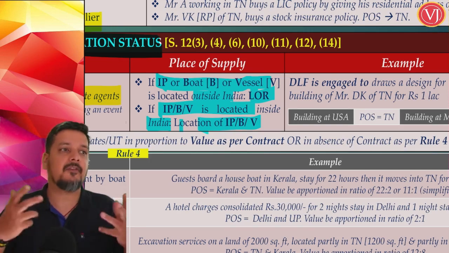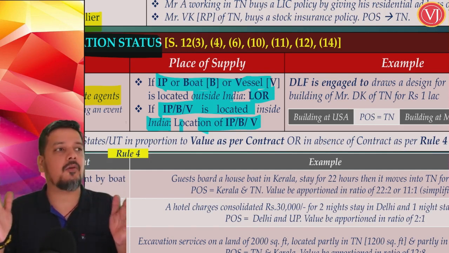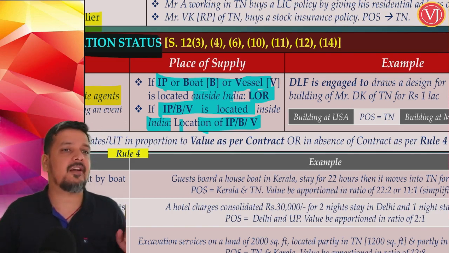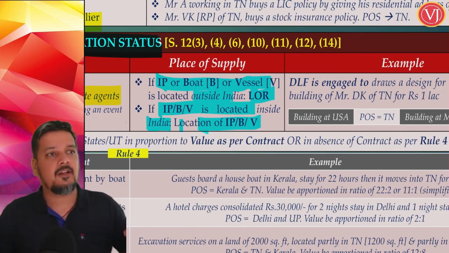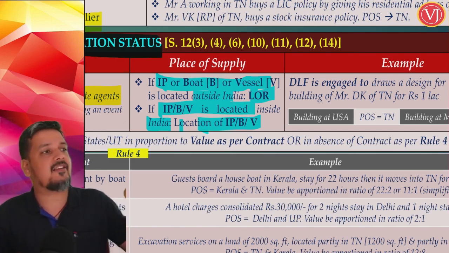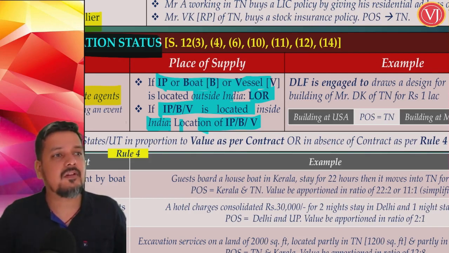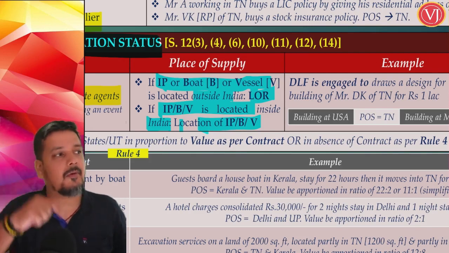Or I may give a very different example. I am constructing a new house bigger than Antilla for Mukesh Ambani, who's there in Maharashtra. I am going to construct that house in Delhi. So where is the supplier located? Tamil Nadu. Where is the recipient located? Maharashtra. Where he is going to construct the house? Delhi. Where is the place of supply? Delhi, because immovable property is in Delhi.